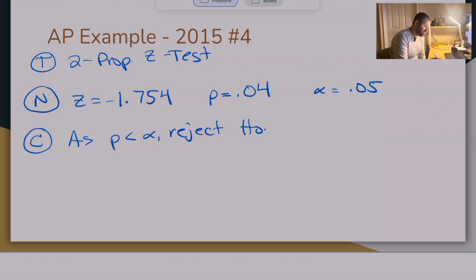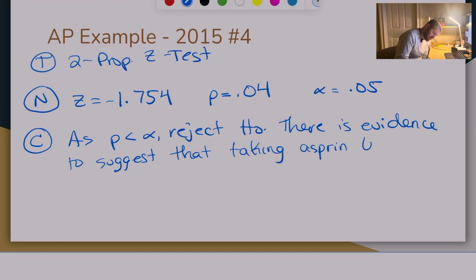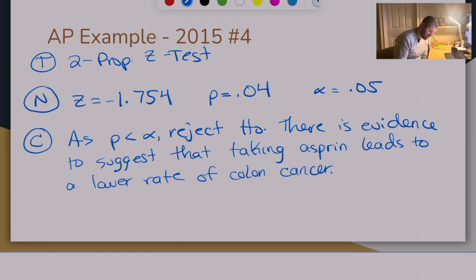And so now there is evidence to suggest that taking aspirin leads to a lower rate of colon cancer. Boom, there we go. I knew something was wrong with that z calculation. It did not seem right.